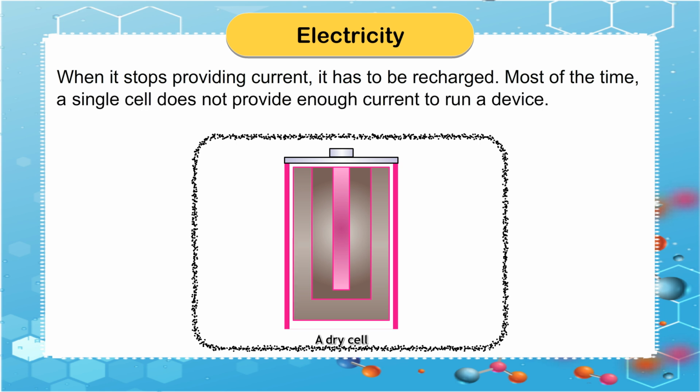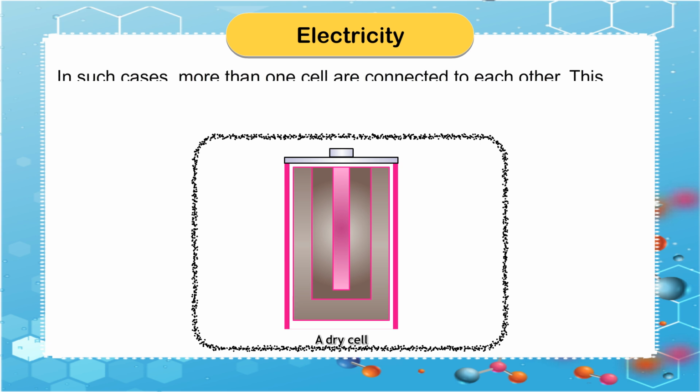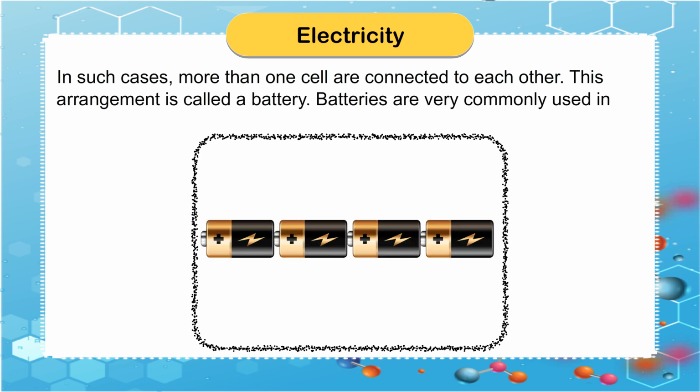Most of the time, a single cell does not provide enough current to run a device. In such cases, more than one cell are connected to each other. This arrangement is called a battery. Batteries are very commonly used in inverters and cars.